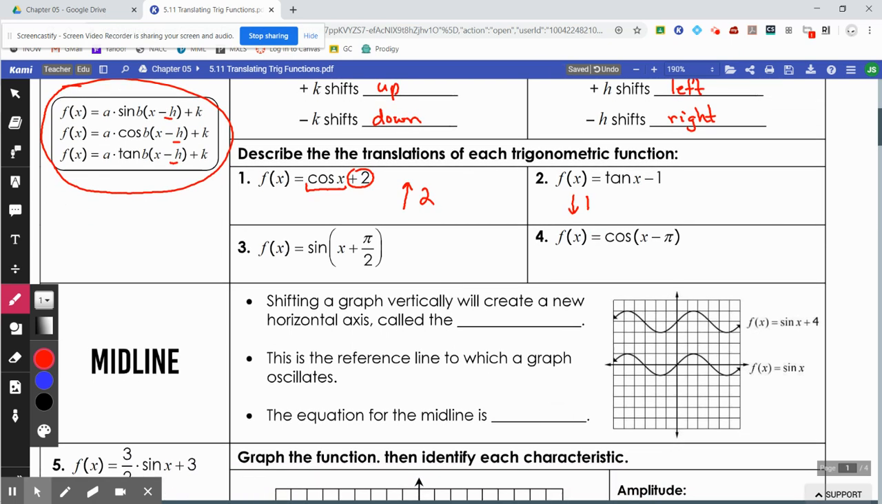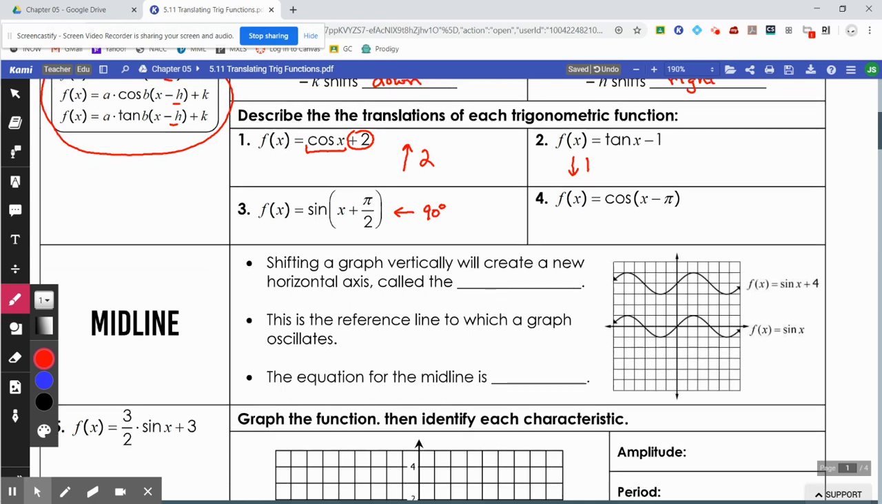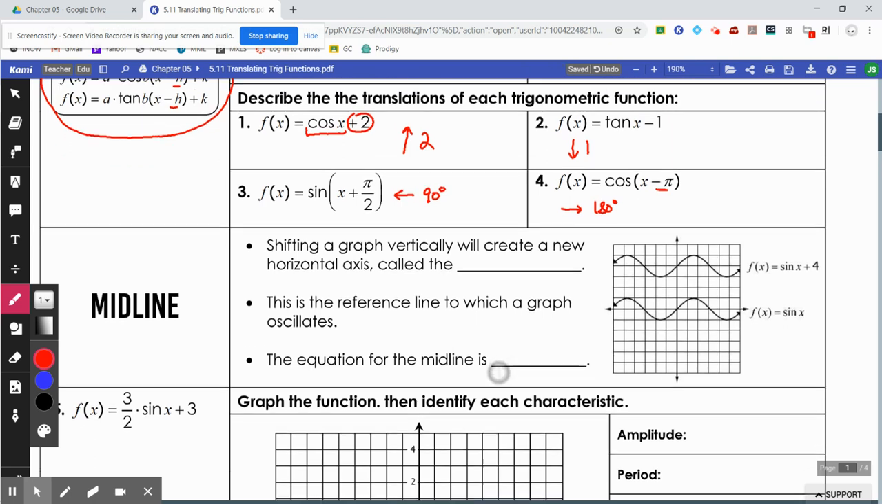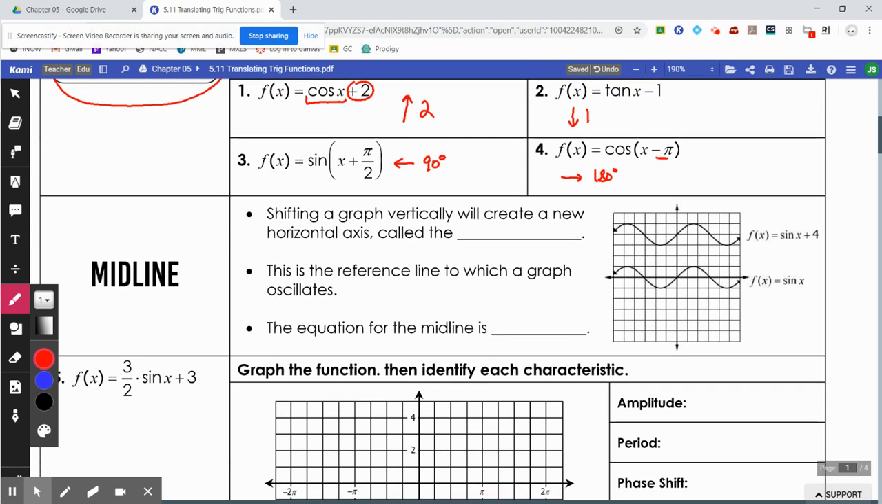Now, on the next ones, we have a plus inside parentheses with that x value. It does work backwards from the way you would think. That plus pi over 2 is going to move it left pi over 2 radians, or left 90 degrees. And a minus inside here with that x value is going to shift your graph right, and it's going to shift it right pi units, or right 180 degrees. Pi if you're graphing in radians, 180 if you're graphing in degrees.